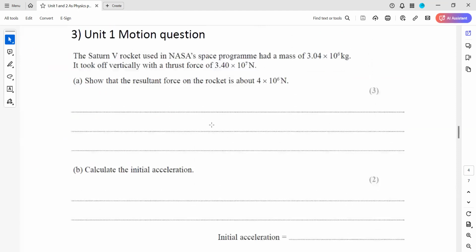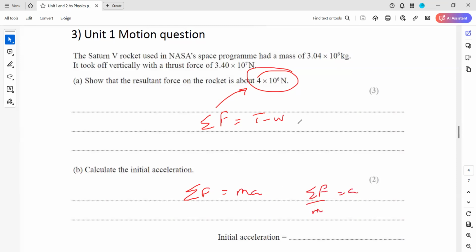Then calculate the initial acceleration. So how do we work out the acceleration? When we work out the resultant force, the answer should be close to this. And if we need the acceleration, the resultant force is equal to ma. So the resultant force divided by mass gives the acceleration. We have the resultant force and the mass of the rocket, and we get a.